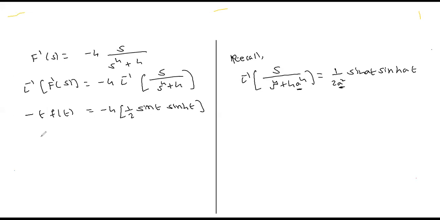So what I require is only f of t. So minus minus gets cancelled, 4 by 2 is 2. So the answer is going to be 2 by t sin t sinh t. Is this clear to all of you?